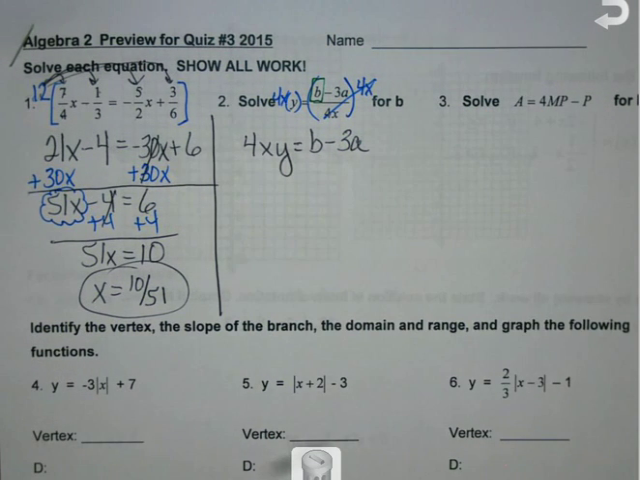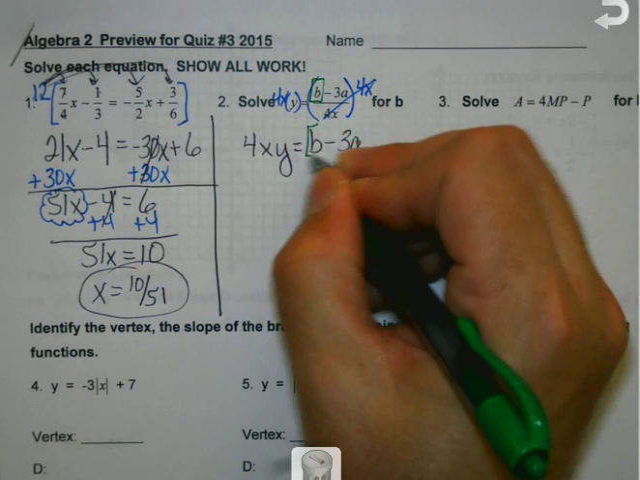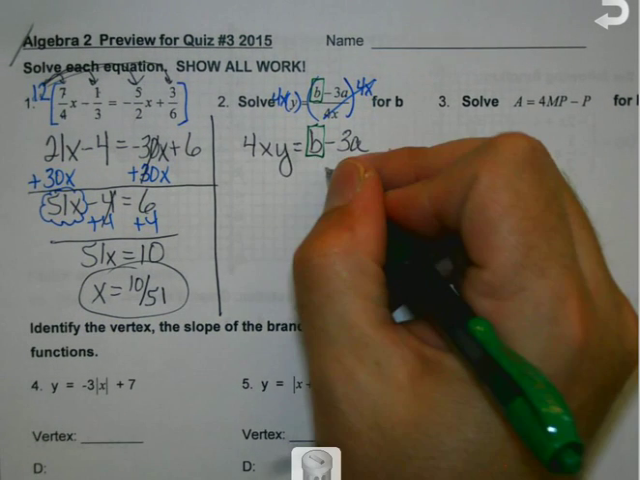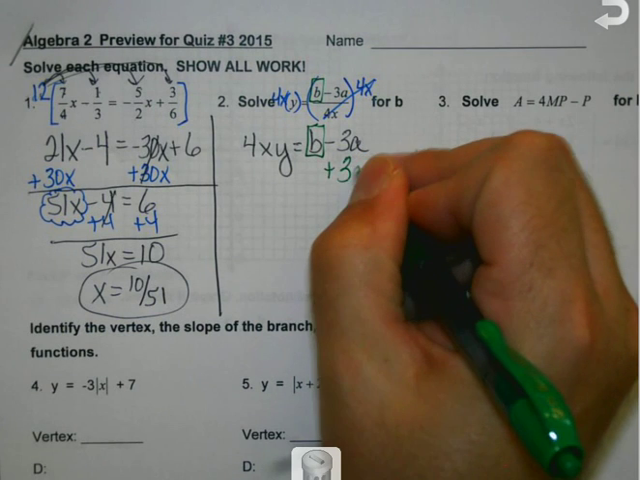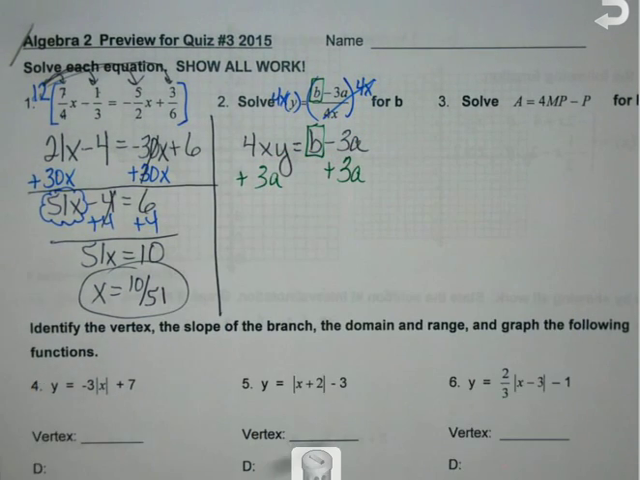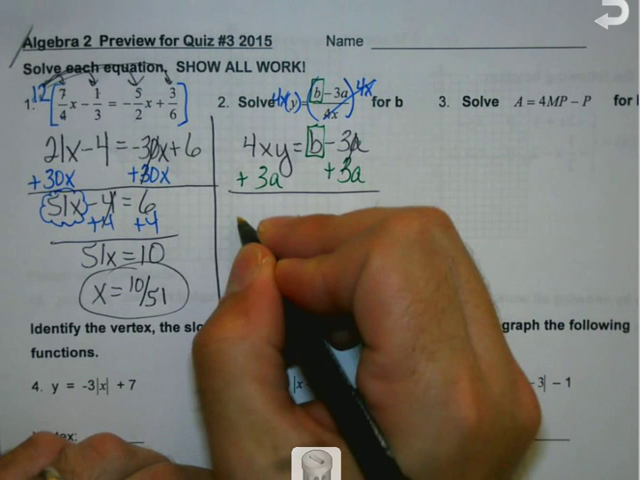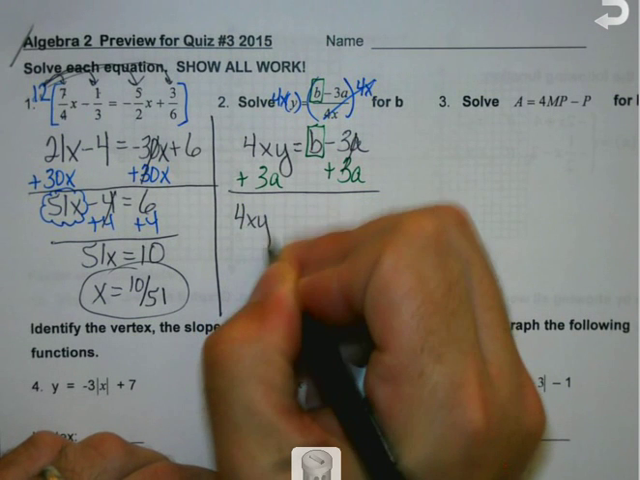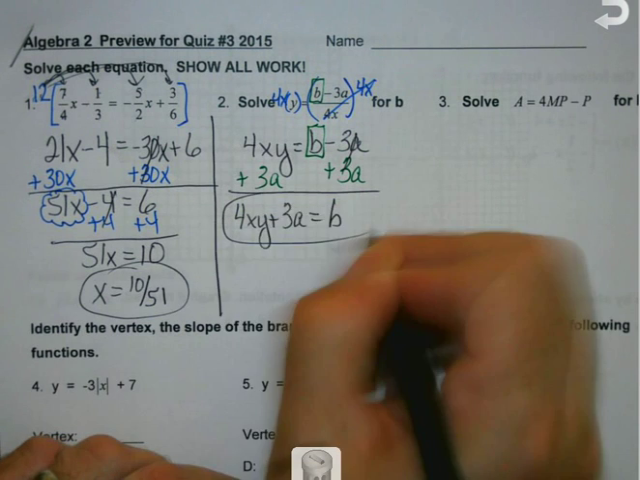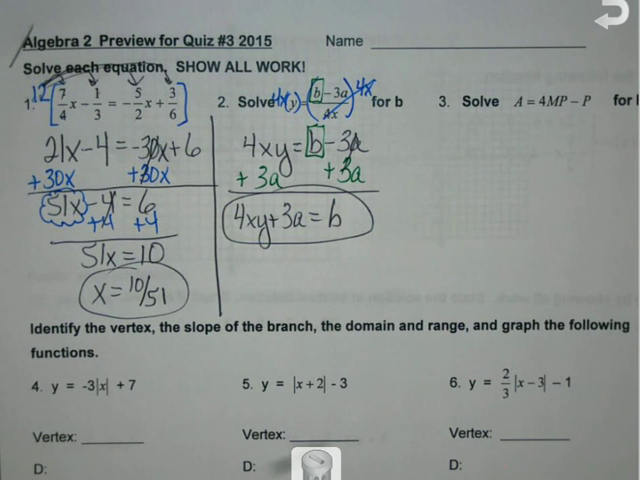So I'm like, all right. Halfway there. Again, I'm trying to get b by itself. Yes. Add the 3a because it's minus 3a. And yes, it's going to look weird, but it's going to be right. b is by itself. I'm a happy camper.